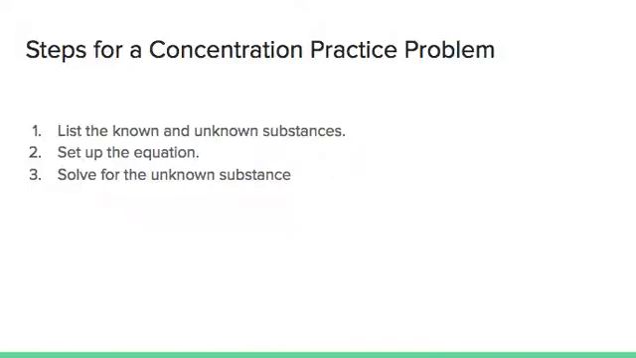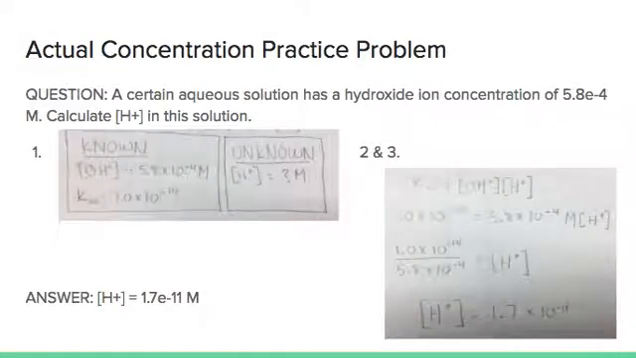So for a practice problem, the steps you need to do are: number 1, list the unknown and the known substances. Number 2, set up the equation. Number 3, solve for the unknown substance. So in the next slide, I'll show a practice problem that will help.